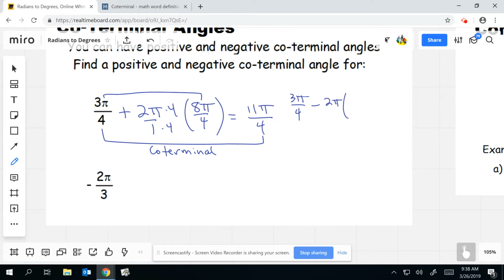I'm going to change it to 8 pi over 4 again because I already knew that from the first one. That 2 pi is the same as 8 pi over 4. And when I subtract these two, 3 pi minus 8 pi, that's going to give me a negative 5 pi over 4. Those are still coterminal.